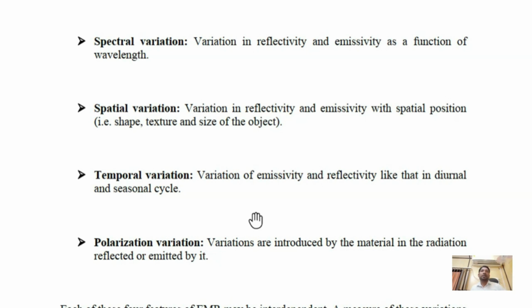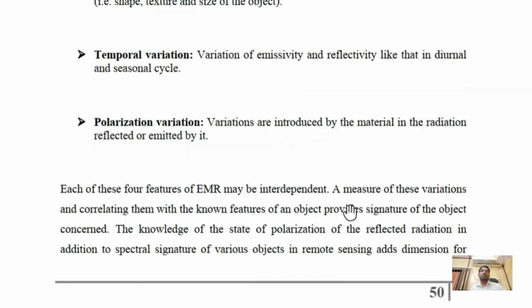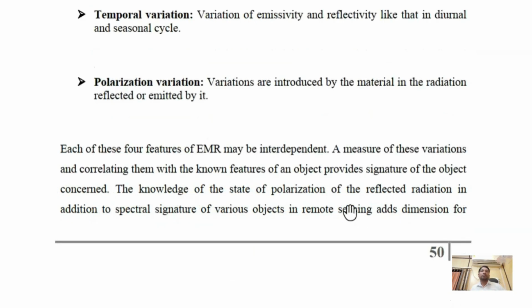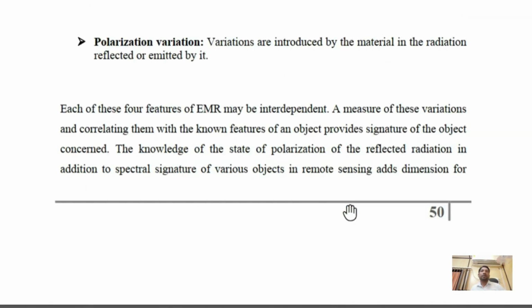Temporal variation, variation of emission and reflection like that in diurnal and seasonal cycles. Polarization variation, variations introduced by the material in the radiation reflected or emitted by it. Each of the four features of EMR may be interpreted as a measure of the variation and correlation. The known feature of an object provides the signature of the object concerned.